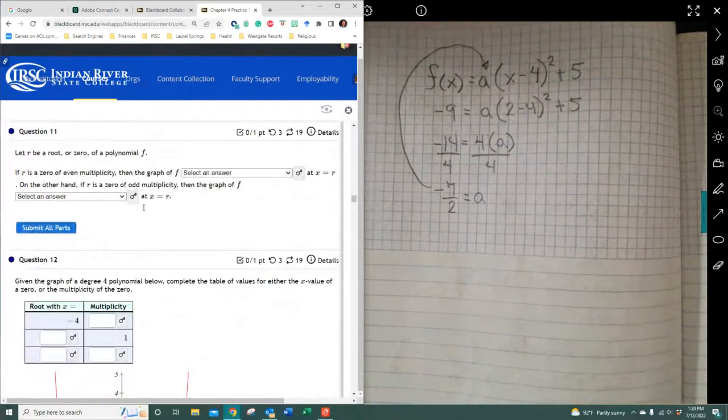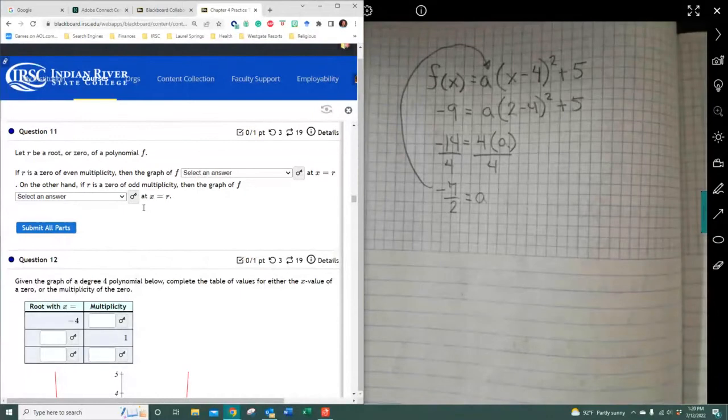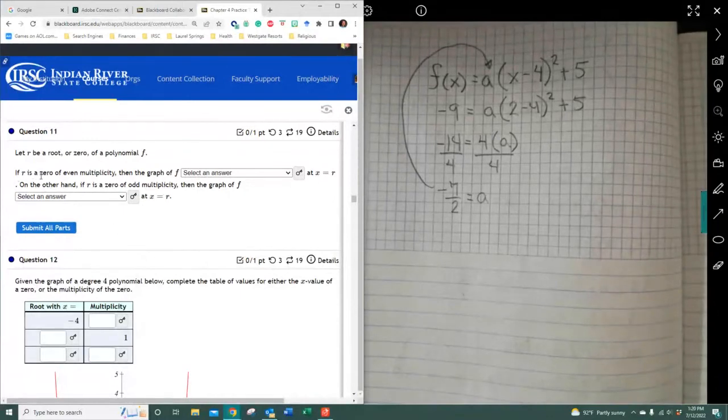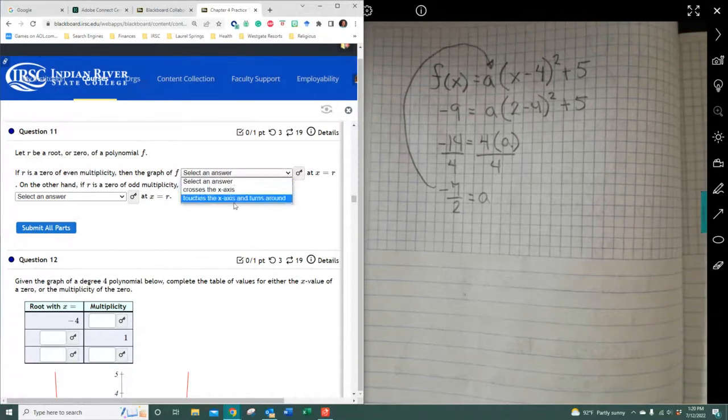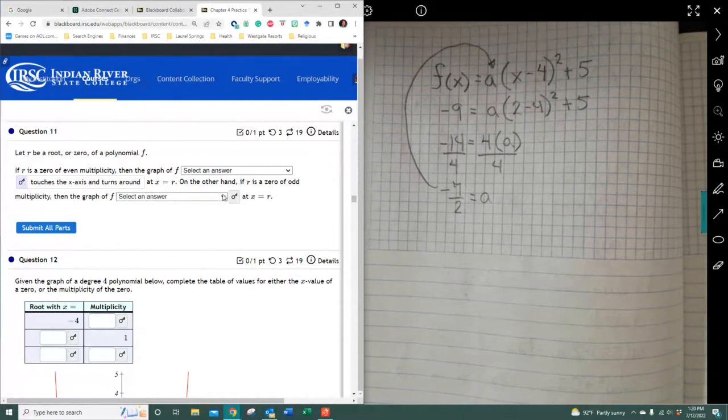Number 11. This one was given to you before, in your homework, but it says if R is a zero of even multiplicity, then it touches the x-axis and turns around. All right, it touches it and turns around. Whereas if it's an odd multiplicity, it's going to cross over the x-axis.